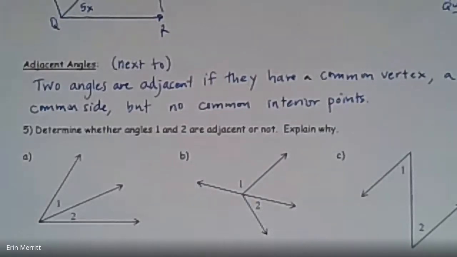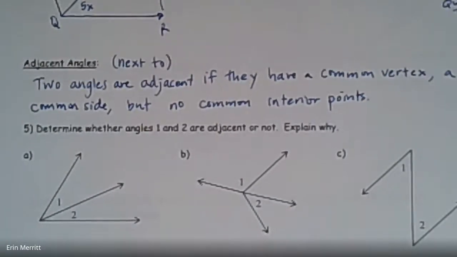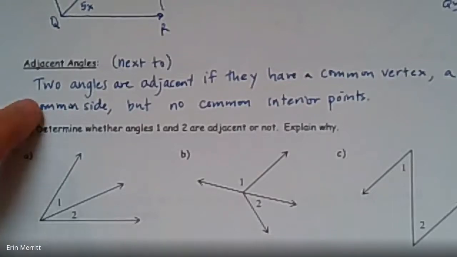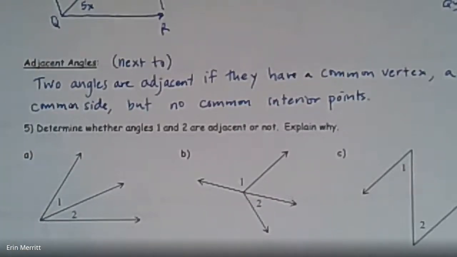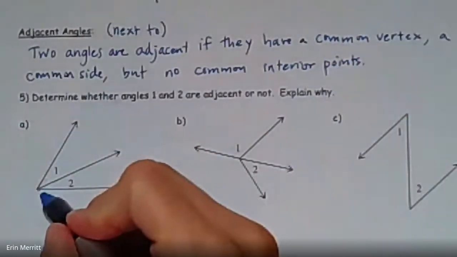So they have the same vertex, they have a side that they share, but no interior points, just meaning they don't overlap. So when you look at this next part, it just says determine if they're adjacent or not. I want you questioning those three things. So I'm going to slide up so you can see this here. So the first one, common vertex.